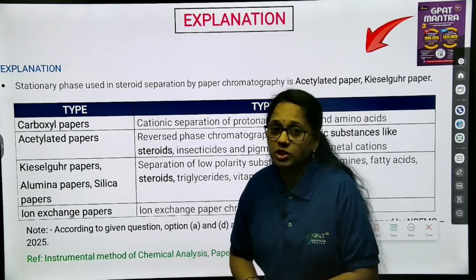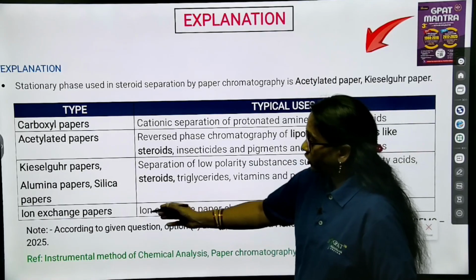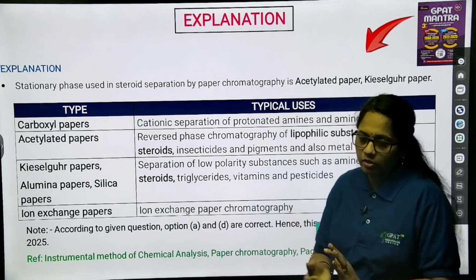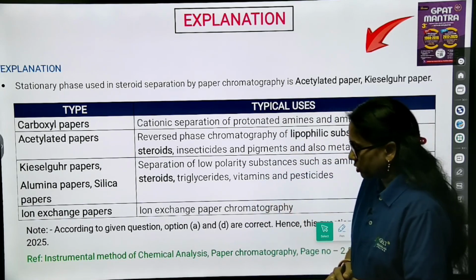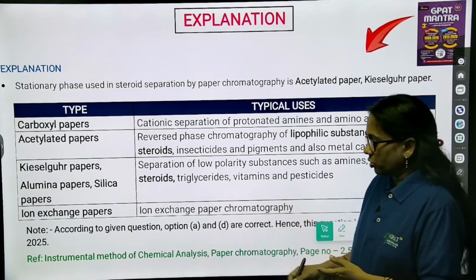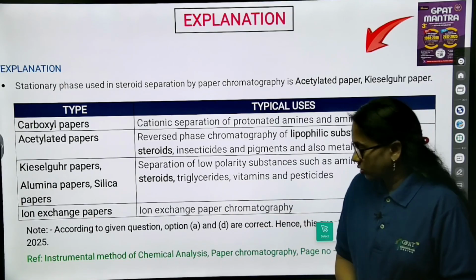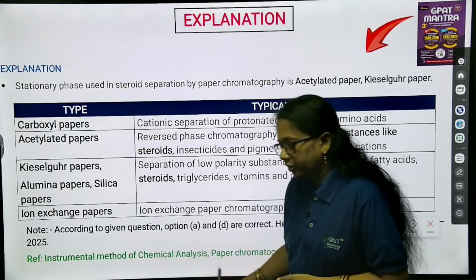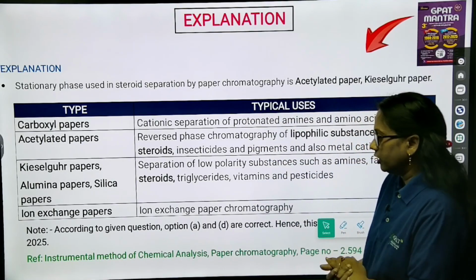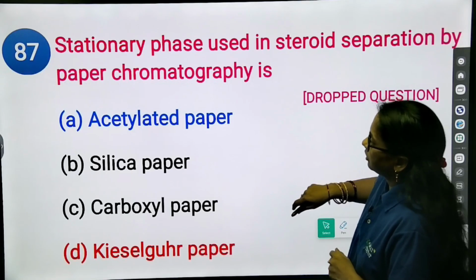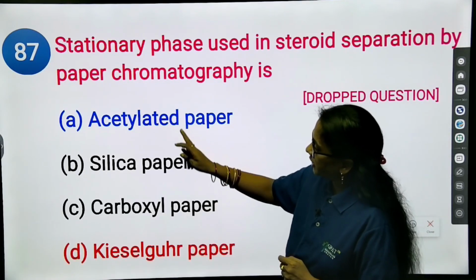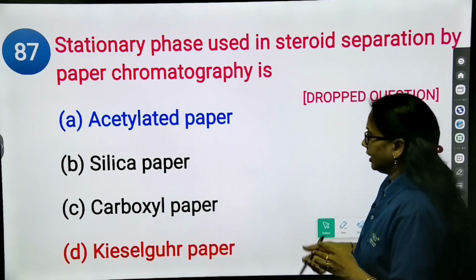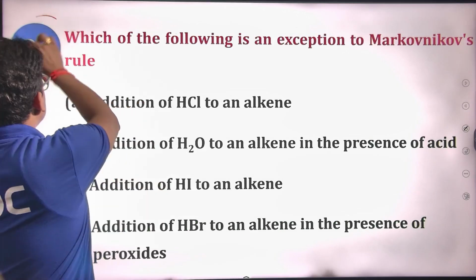In the options we have seen the silica papers also, right? And ion exchange papers are there, especially for ion exchange paper chromatography, where exchange of ions takes place, but very rarely used. According to the given question, both A and D are also right. That's why this question has been dropped. You can refer to the textbooks for this topic. In the options, acetylated paper, silica paper and Kieselguhr paper, these three options are to be taken into consideration.